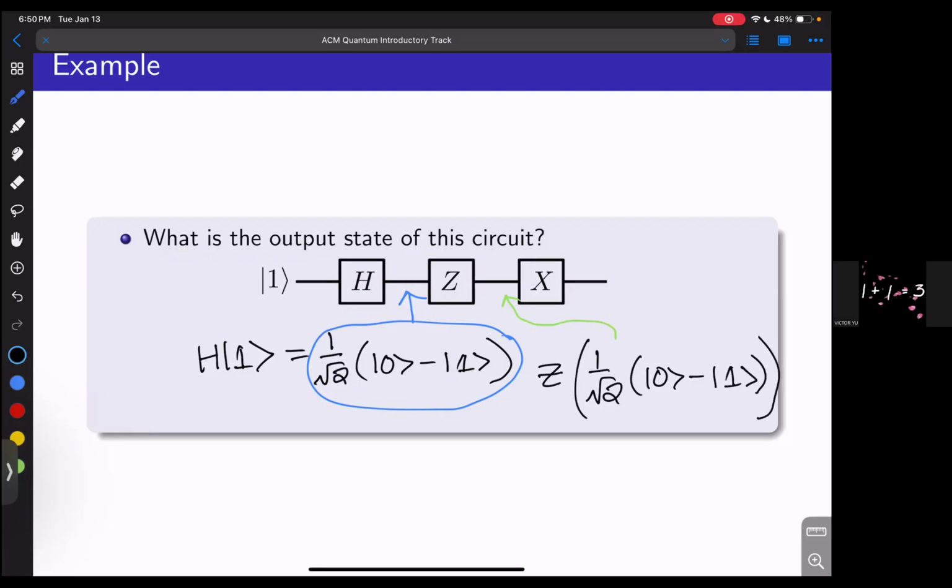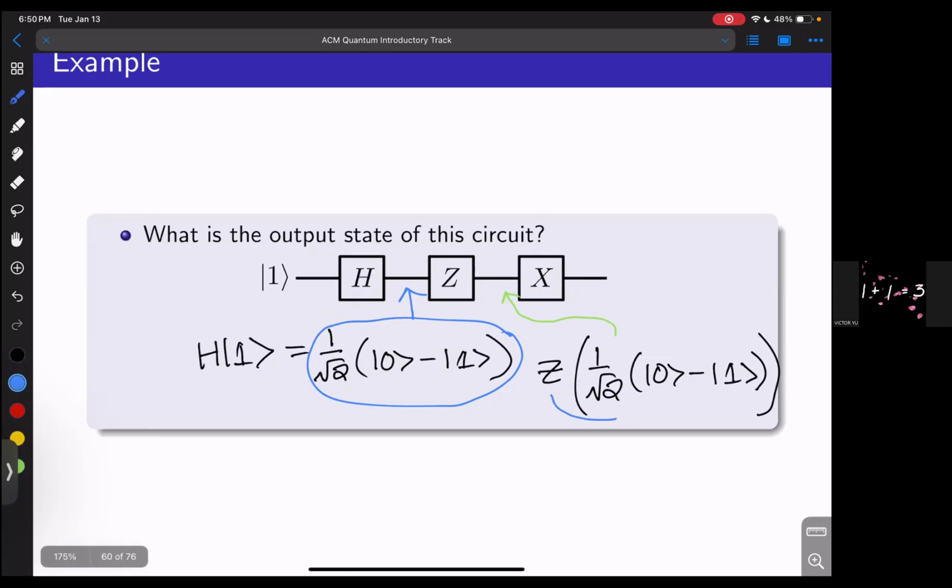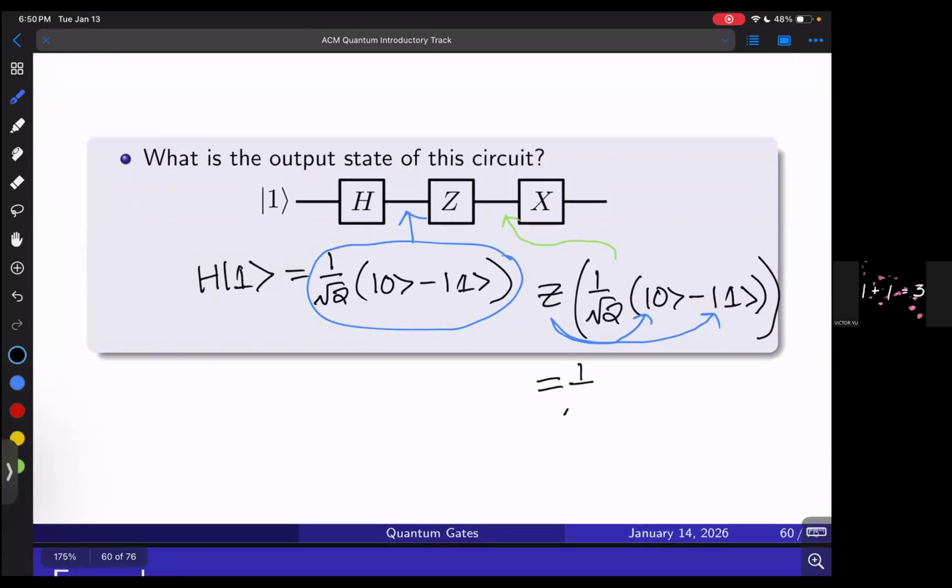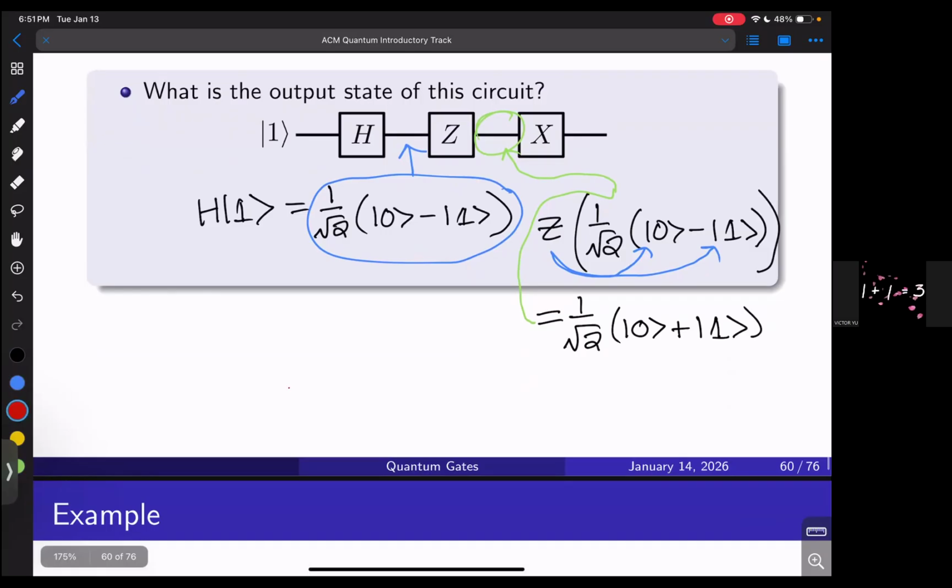And remember that the gate is linear, which means that the Z can be distributed into the 0 and the 1 separately. So does anyone want to tell me what we would get after applying that? Do you remember what Z does? Yeah, exactly. It'll leave 0 unchanged, and then it'll change the minus 1 into a plus 1. So this, again, is the state at this point in time. Now we want the final state, so all we have to do is apply X to this state.